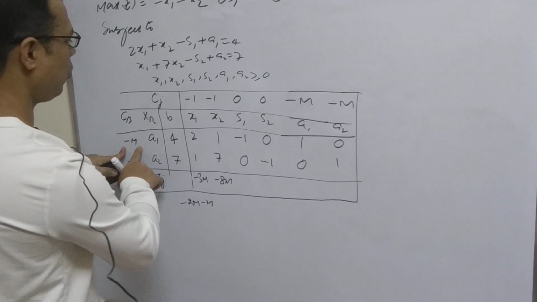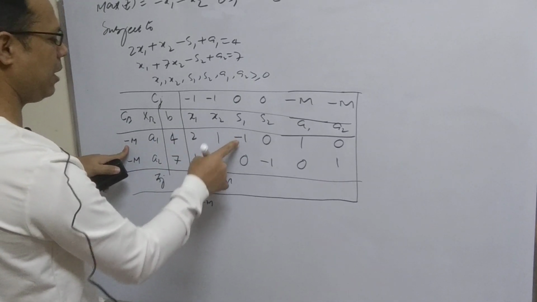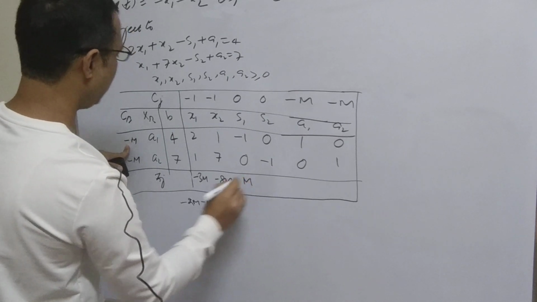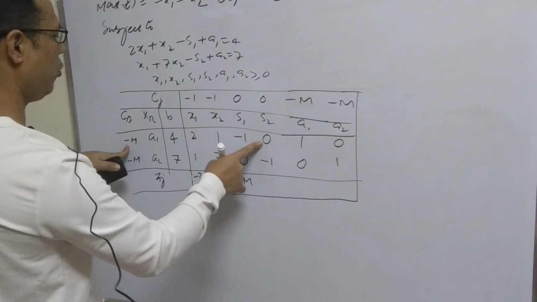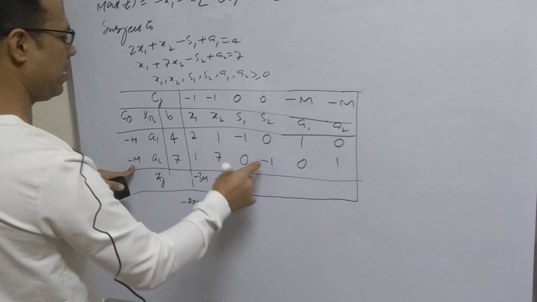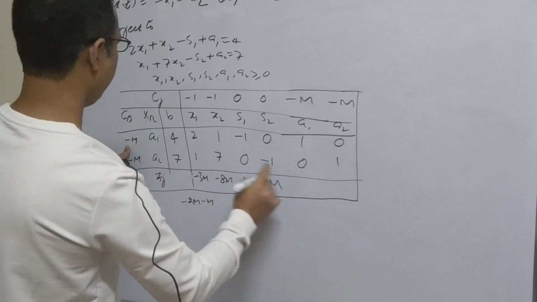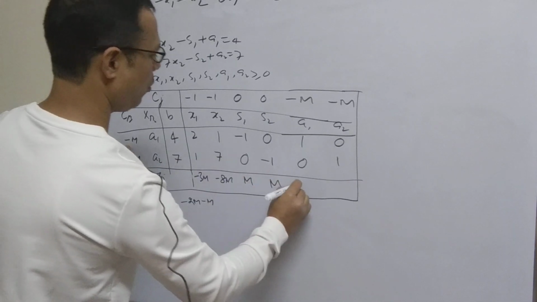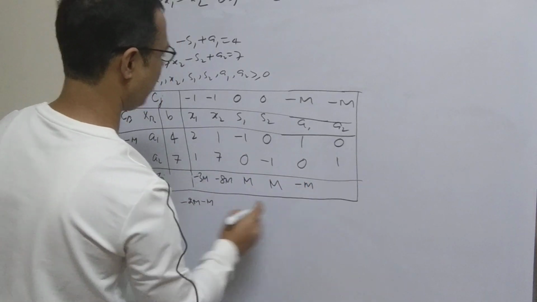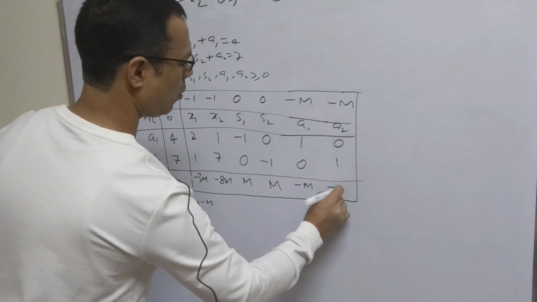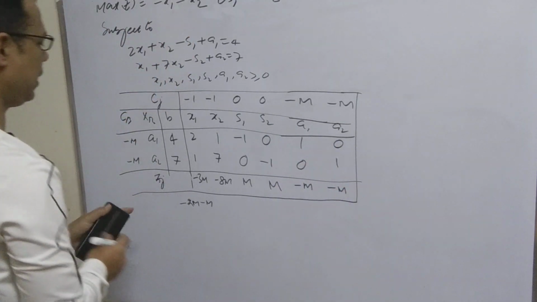8m. If you are going to multiply minus 1 into minus m plus m, this one is going to give you 0. So result m. M into 0 is 0, minus m into minus 1 is m, minus m into 1 is minus m, and minus m into 0 is 0. So minus m. This term is going to give you 0, this term is going to give you minus m. Now we have got the zj.